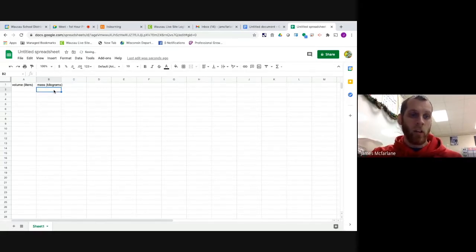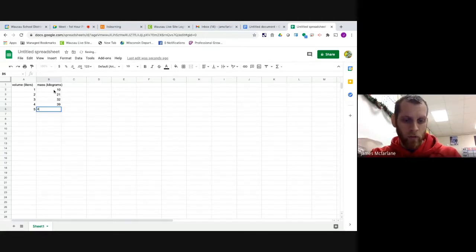One thing you need to do is label these. Label your x-axis in that box, and label your y-axis in this box. And here's where I can put my numbers. So I collected my data, and my first volume was 1 liter, then 2 liters, then 3 liters. Then I just went up by 1 liter increments. And my mass went 10, 21, 32, maybe 40, 50, whatever. These are the mass measurements I had in kilograms.